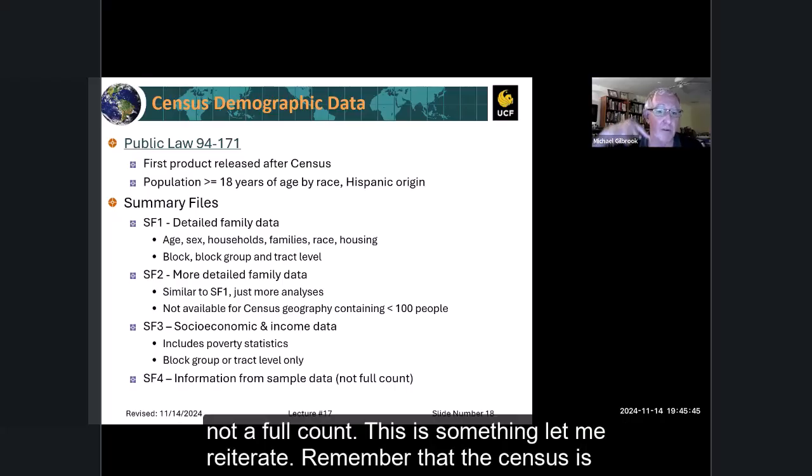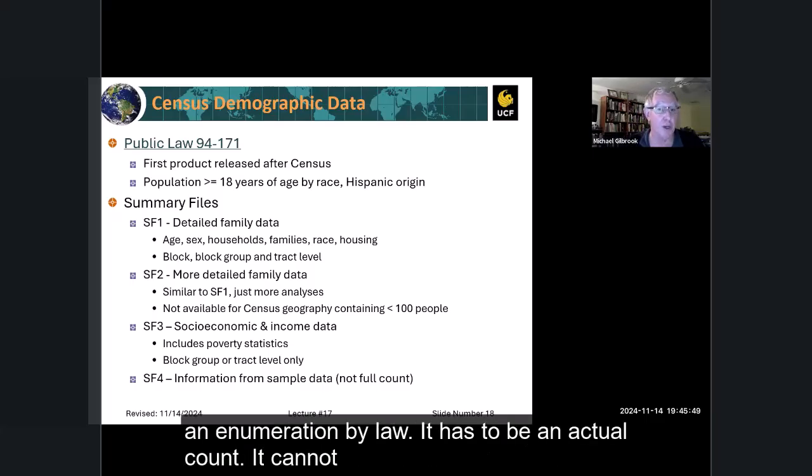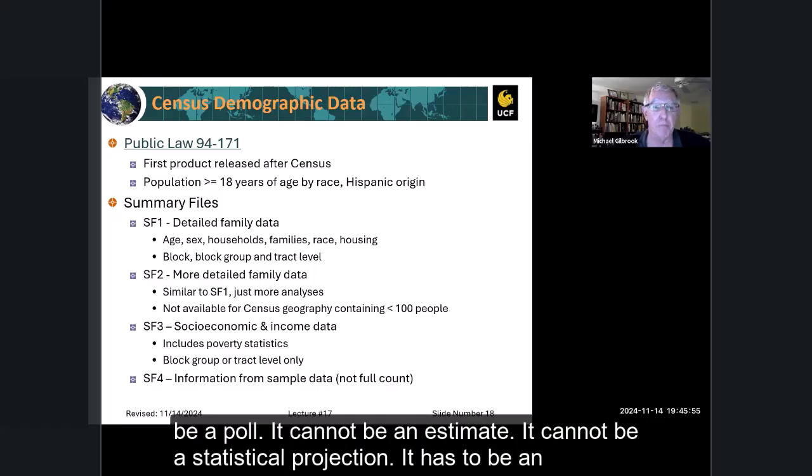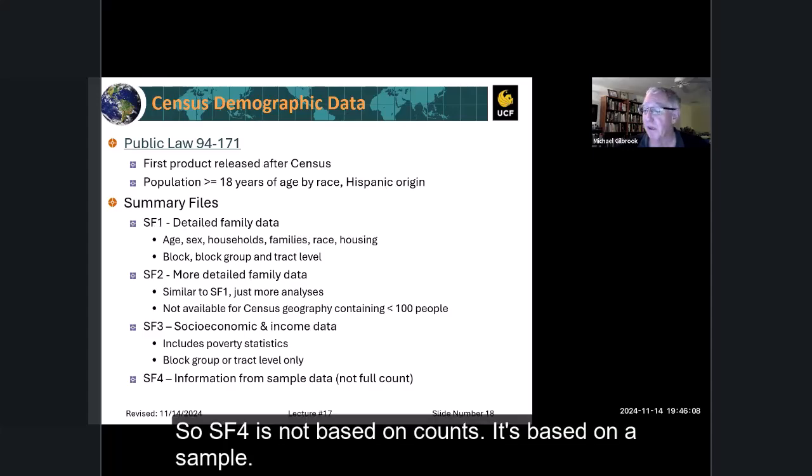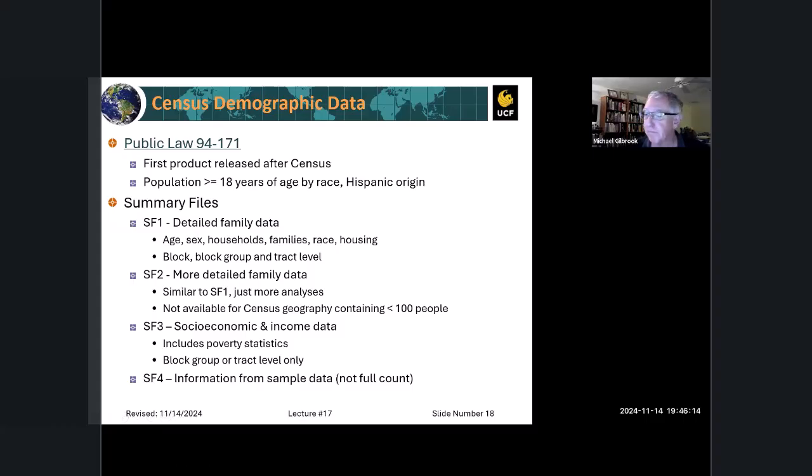This is something, let me reiterate. Remember that the census is an enumeration by law. It has to be an actual count. It cannot be a poll. It cannot be an estimate. It cannot be a statistical projection. It has to be an actual count of the people on the ground. So SF4 is not based on counts. It's based on a sample.